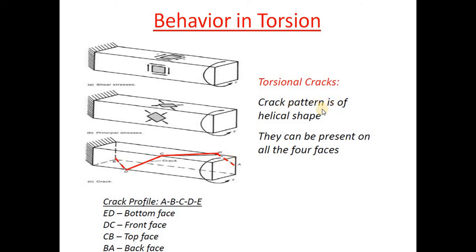So the crack pattern is of helical shape. Due to cracking, helical shaped torsion cracks are going to occur. They can be present on all the four faces. You can see this is a bottom face, this is a side face, front face and the other side face. So on all these faces the torsional cracks are going to arise.